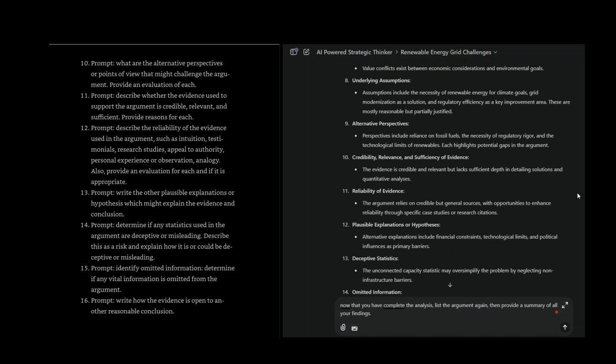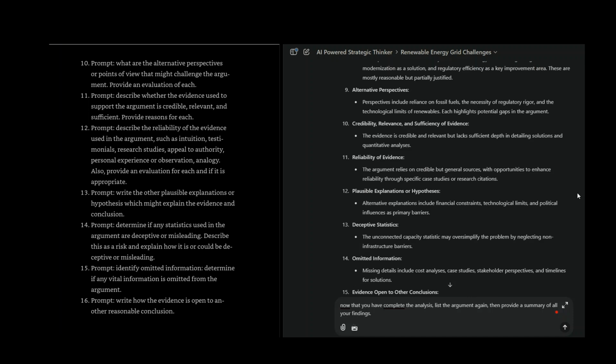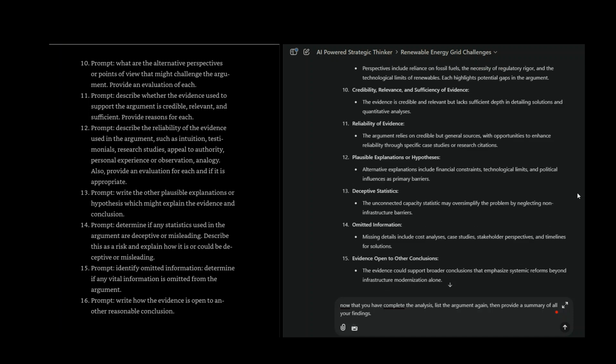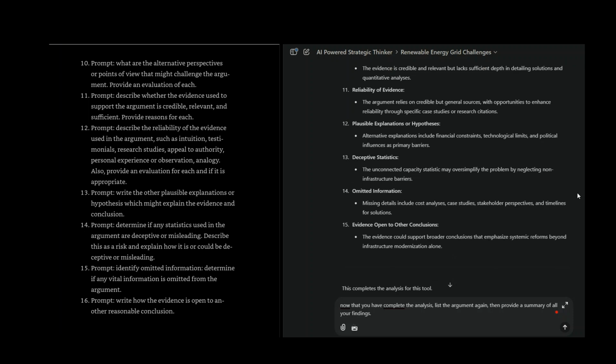10. Credibility, relevance, and sufficiency of evidence. The evidence is credible and relevant but lacks sufficient depth in detailing solutions and quantitative analyses. 11. Reliability of evidence. The argument relies on credible but general sources, with opportunities to enhance reliability through specific case studies or research citations. 12. Plausible explanations or hypotheses. Alternative explanations include financial constraints, technological limits, and political influences as primary barriers. 13. Deceptive statistics. The unconnected capacity statistic may oversimplify the problem by neglecting non-infrastructure barriers.